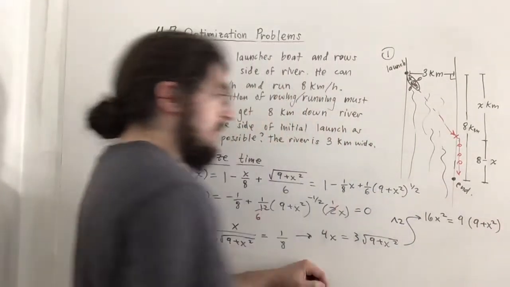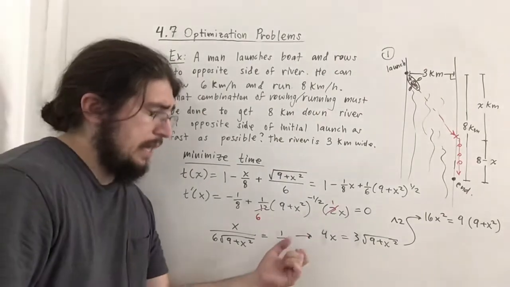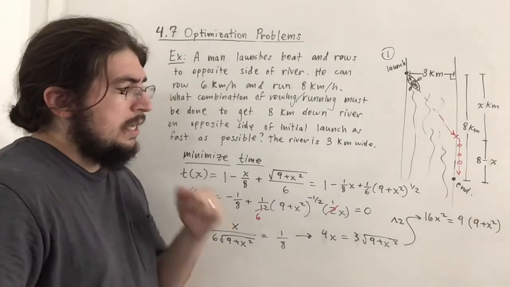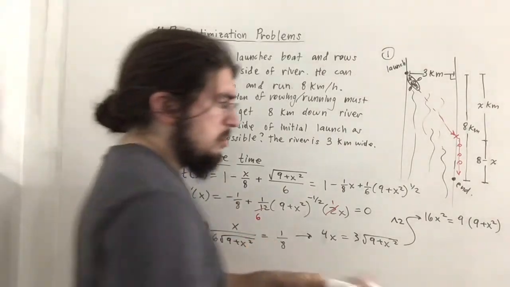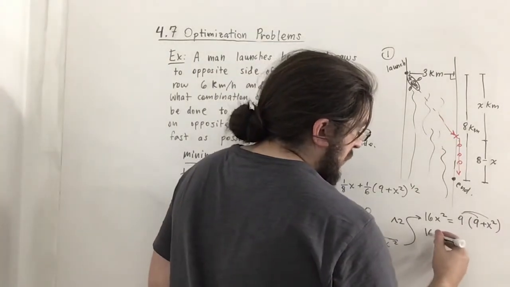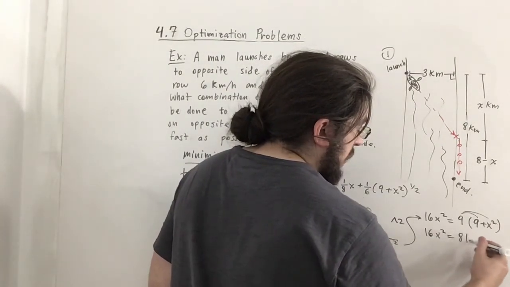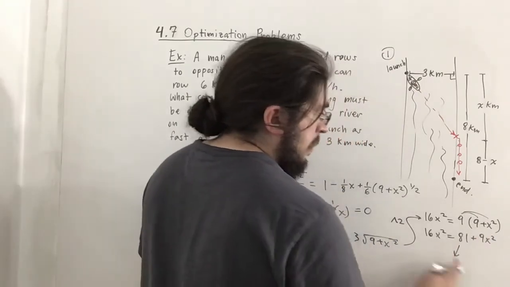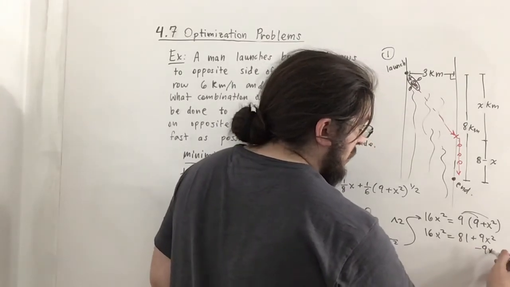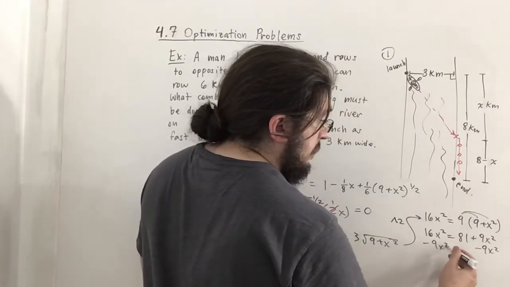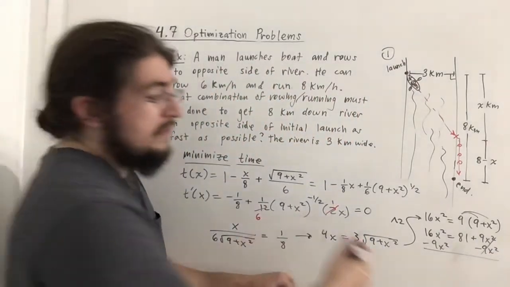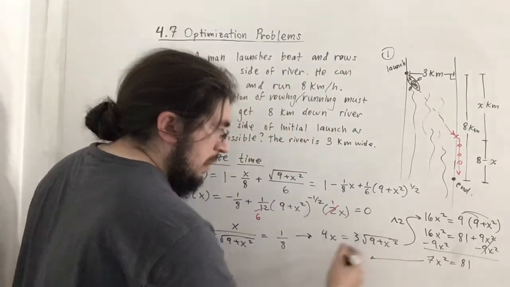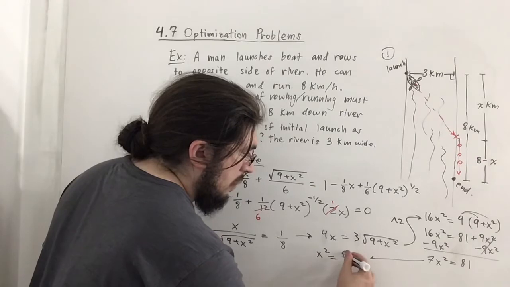Now when you apply this technique for solving these types of radical equations, you have to be careful because you may get an extraneous solution at the end. In this case, we'll see shortly what happens. But if we distribute, we get 16x squared is equal to 81 plus 9x squared. If you subtract the 9x squared to the other side, minus 9x squared, minus 9x squared, what we end up getting is 7x squared is equal to 81. So all we need to do now is divide by 7, so x squared is equal to 81 over 7.